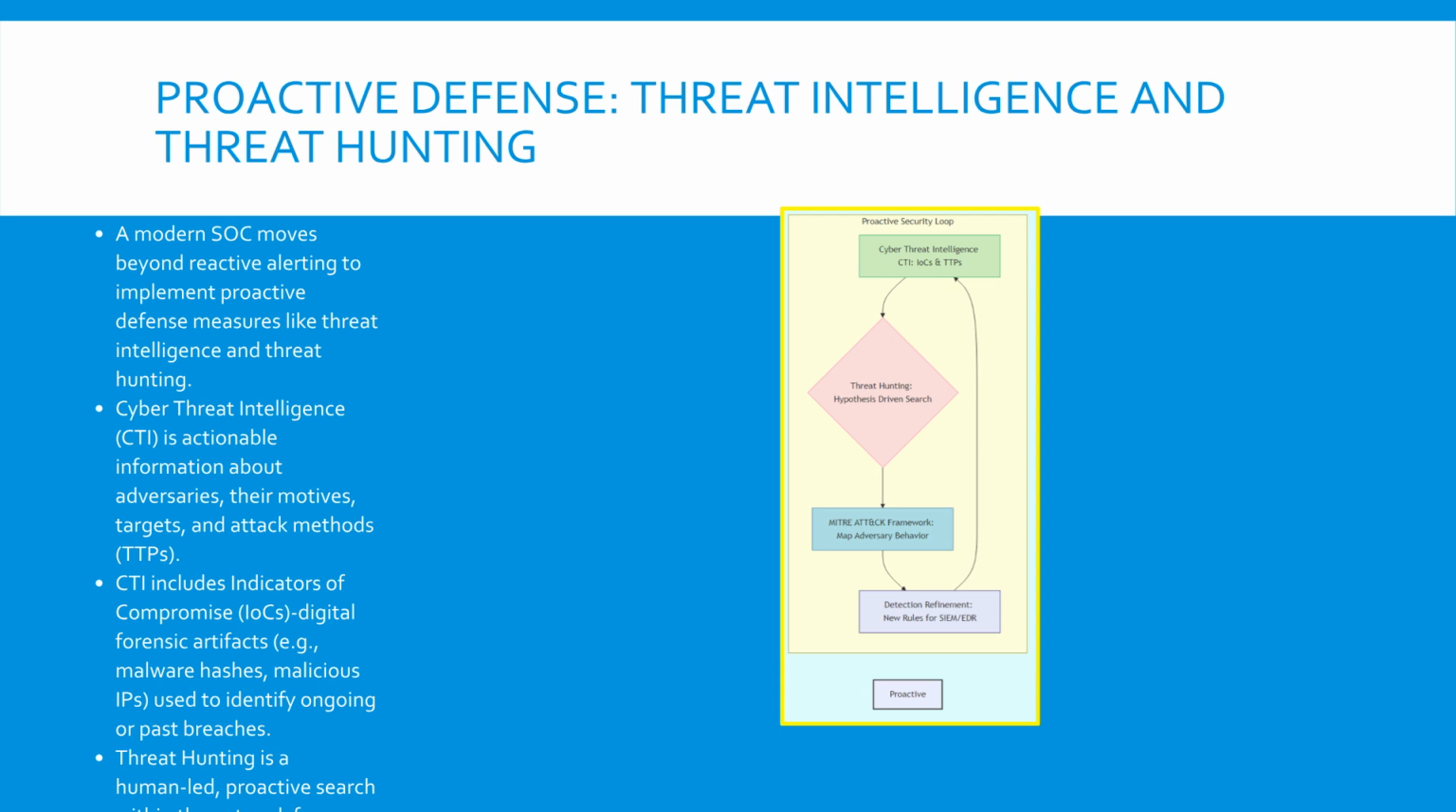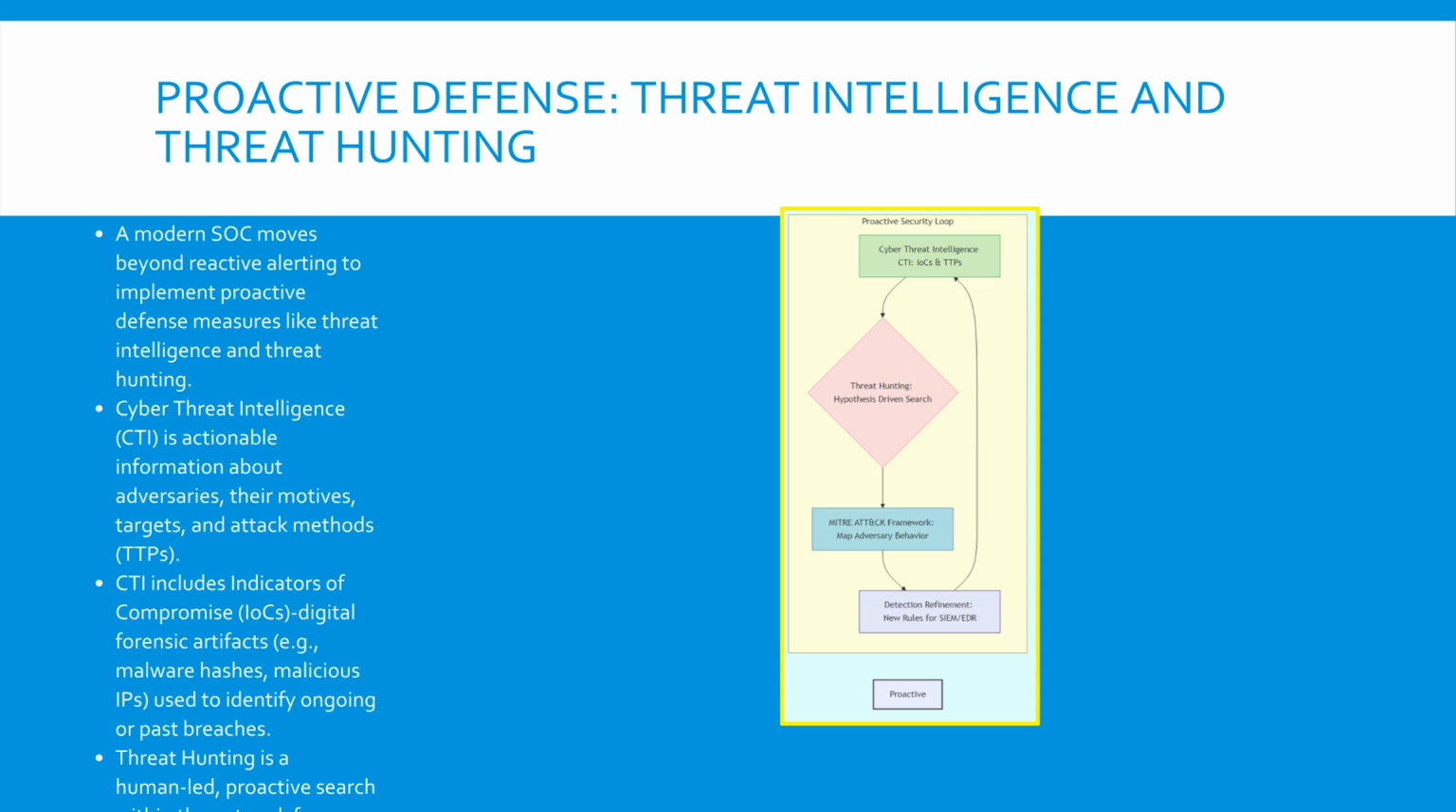First, we use cyber threat intelligence, or CTI. CTI is information about who the attackers are, what motivates them, and how they operate, known as tactics, techniques, and procedures, or TTPs. A core piece of CTI is the indicators of compromise, or IOCs. IOCs are the digital footprints or clues left by attackers, like a suspicious domain name or a unique file signature. The SOC integrates these IOCs into their security tools to automatically scan for known malicious activity.